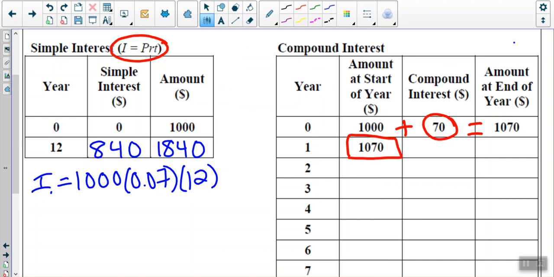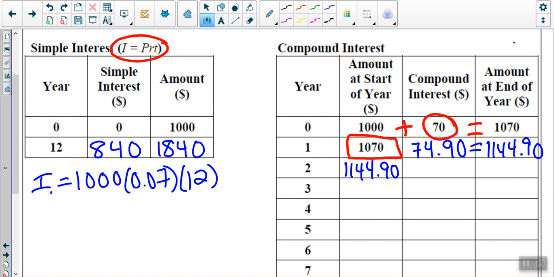So when you do 7% of $1,070, you now are getting $74.90. When you add your initial principal at the start of the year with your $74.90, you get $1,144.90 now sitting in that bank account at the end of that year. We're going to continue to take the amount in the last column and put it here at the beginning for the amount that we're starting the year with, that we will be earning 7% interest on.